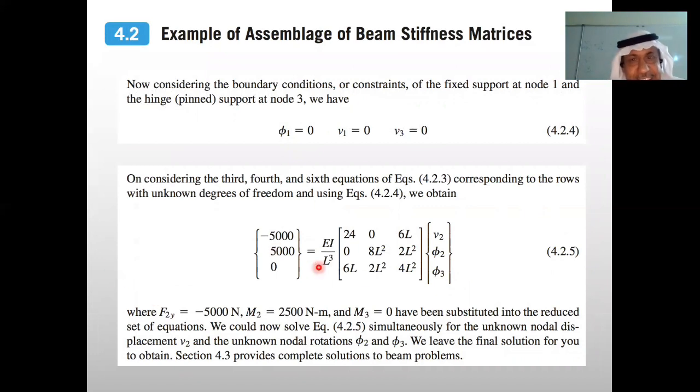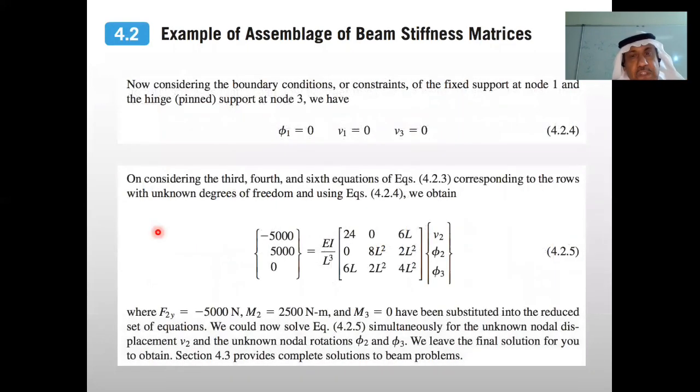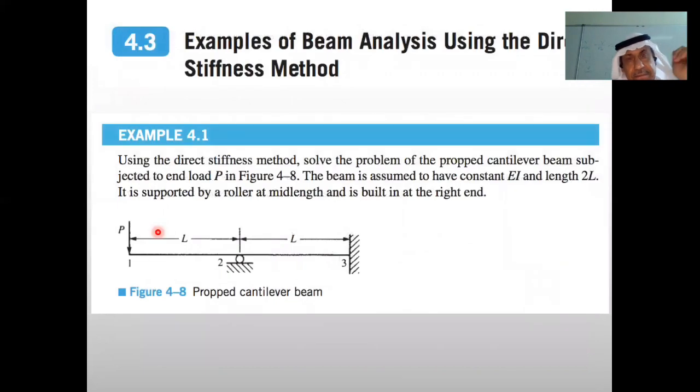And then you can get V2, Phi2, Phi3. Straightforward. Then you can solve for this. After you solve for these three unknowns, what will you do? You go back here and put them here. It's either 0 or the one that you found, and find the forces. And these forces are the global forces, which means reactions. Finished. What about this problem?